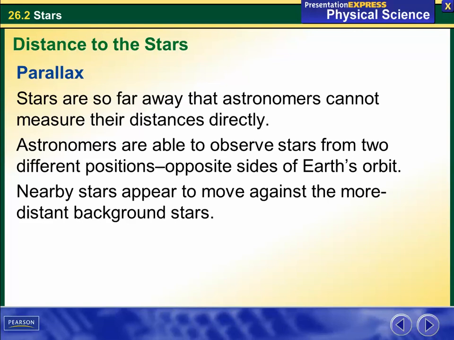Stars are so far away that astronomers cannot measure their distances directly. Instead, we observe stars from two different positions on opposite sides of Earth's orbit, and we can notice that as they orbit and as they move, they are moving against the more distant background stars. There are stars that are closer that, if you study them over the course of, let's say, 6 months, you will notice that one star has apparently moved in the sky. The reason it looks like it's moving is based off of Earth's orbit.